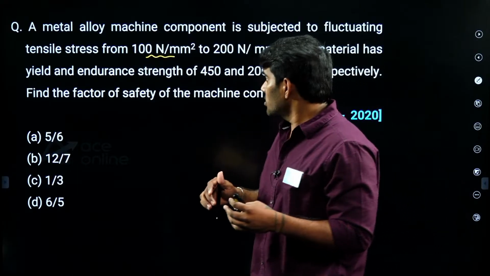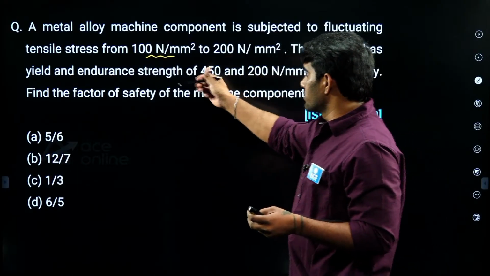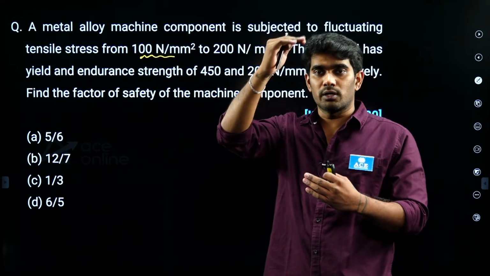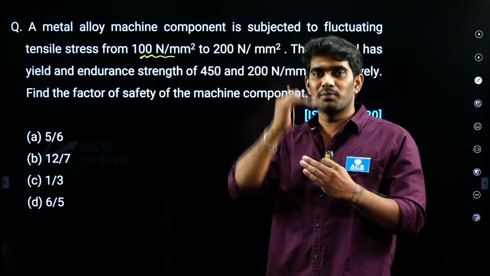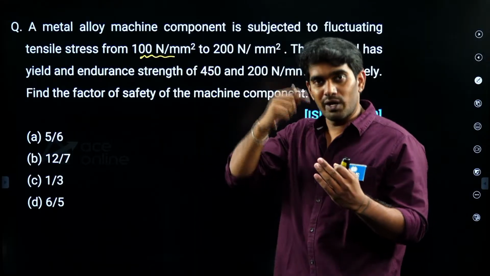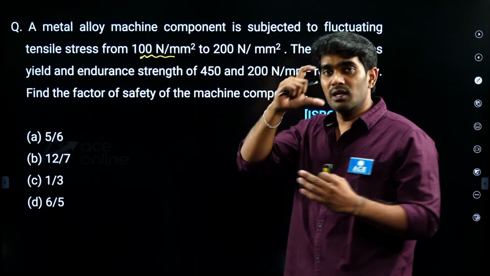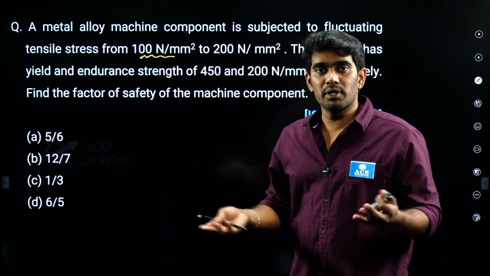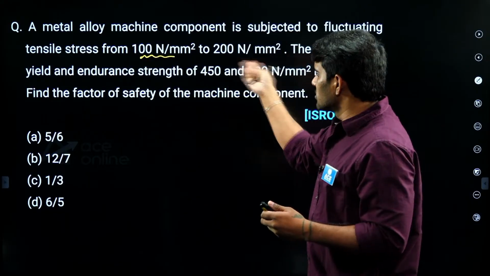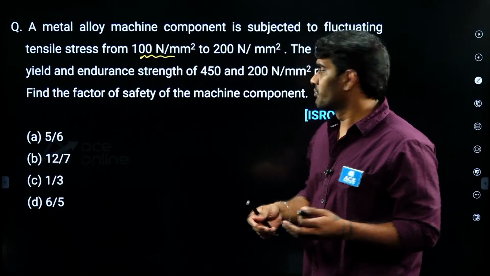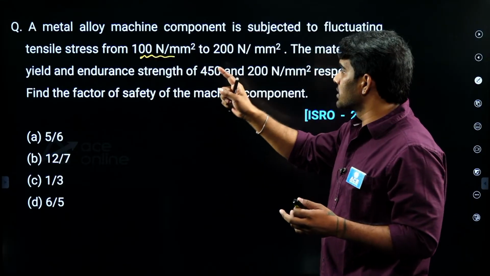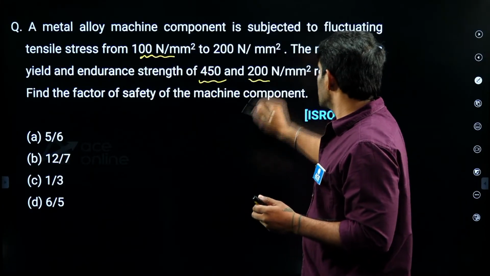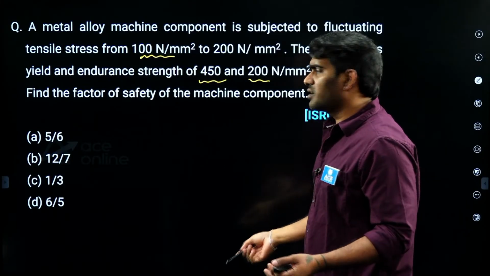Now here, he gave the variation: the stress is varying from 100 to 200. So from 100 to 200, what will be the center value? 150. What is the range here? The range is 100, so the amplitude becomes 50. Mean here is 150, amplitude is 50. Directly by the data itself, we can easily identify that. The material has the yield and endurance strength given respectively. Factor of safety is asked.